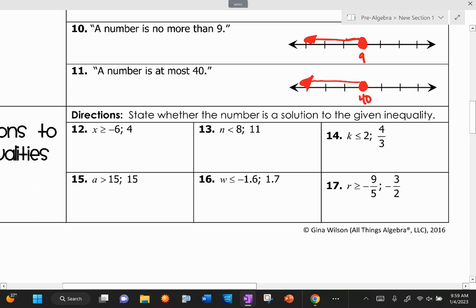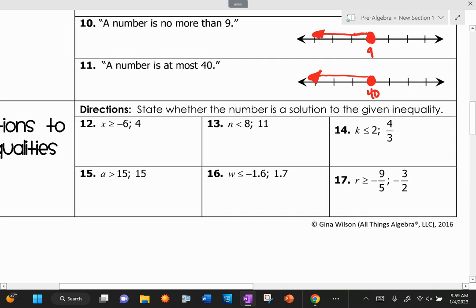So this section's kind of nice. It helps you start to visualize which numbers will fall into this solution, and what we'll call it later is a solution set. Okay, but let's look at number 12. Yeah. Say that one more time.